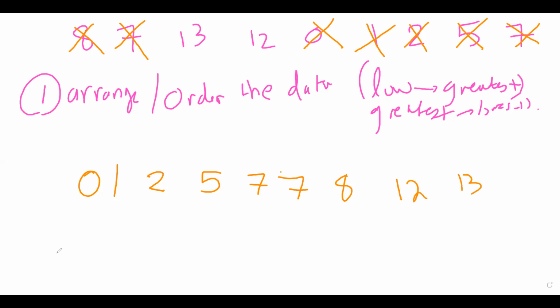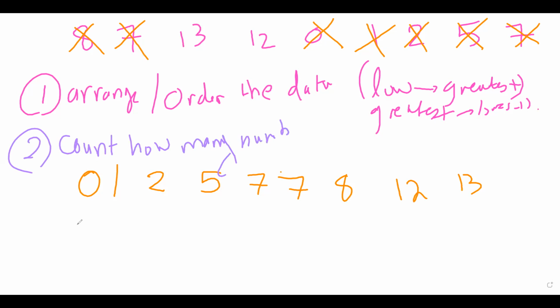After I make this step, now there's a second step. The second step is to count how many numbers we have. We have 9. So count the numbers of data. If they are odd, and if they are even. If they are odd, let's take them.